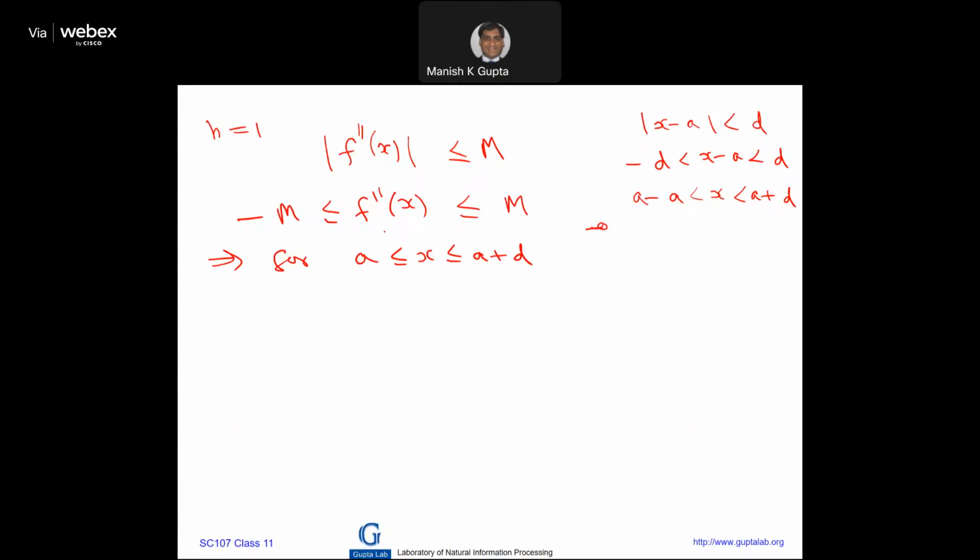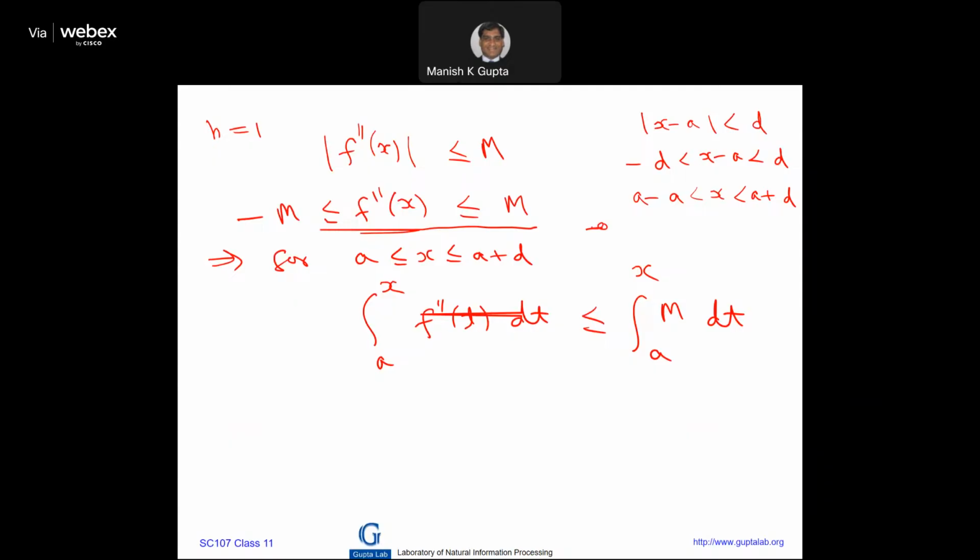So basically, from this expression, what I will have is integration from a to x of f double dash of t dt less than or equal to integration from a to x of M dt. Can I do that? This is the integration of f double dash of t dt. I'm only taking one side of the inequality and just integrating from a to x, right? x we have replaced by t, because I'm taking x at the top, right?